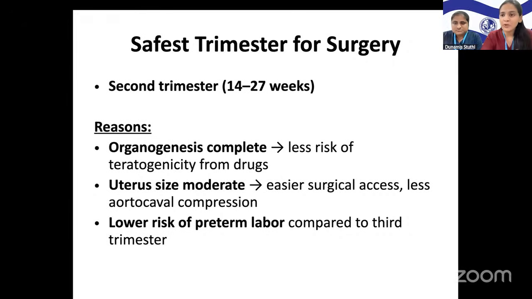And the second important factor is that the uterus size is moderate. It is not so enlarged, so there is easier surgical access and lesser aortocaval compression when compared to term. And also there is lower risk of preterm labor when compared to the third trimester.